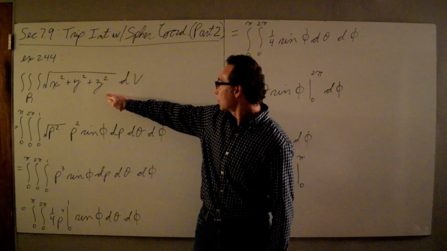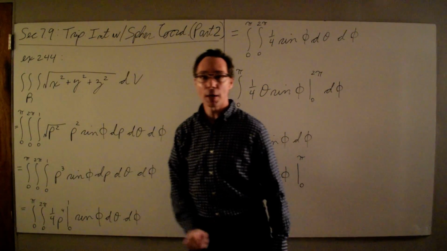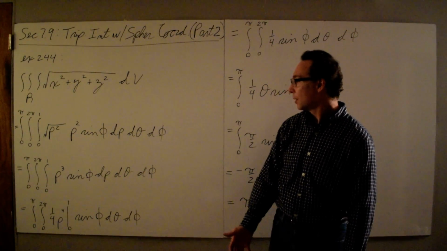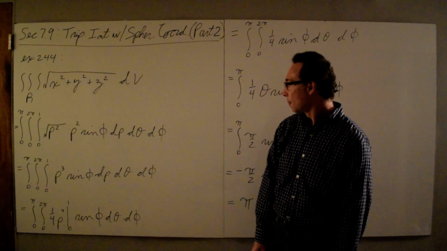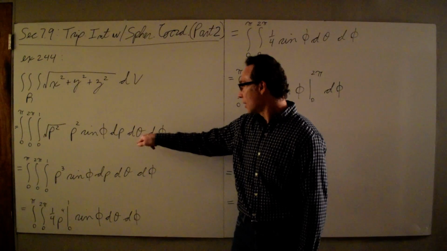x squared plus y squared plus z squared is rho squared. So we simply have the square root of rho squared, which is rho, because rho is between 0 and 1. And then we have our rho squared sine phi, d rho, d theta, d phi.